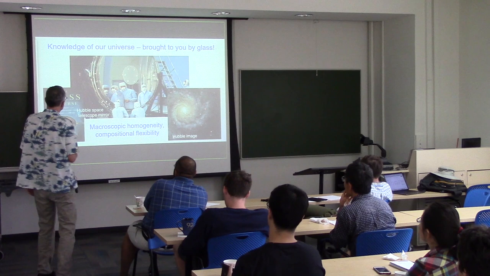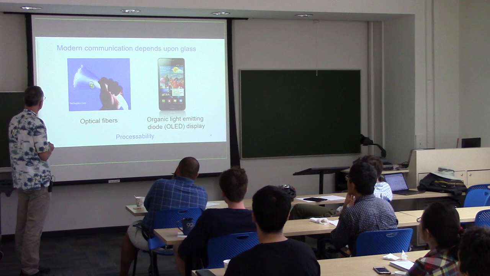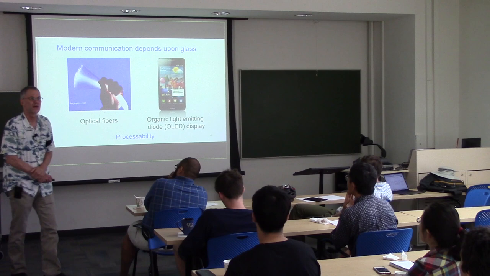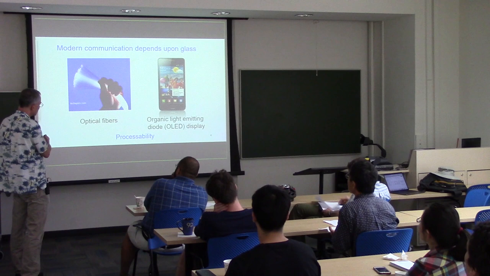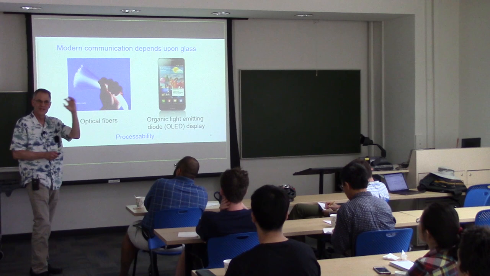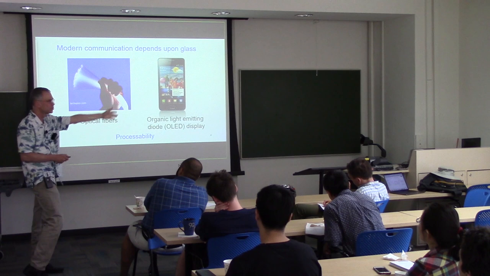And then a couple of examples from communications that illustrate some processing advantages of glasses. Optical fibers: of course, the homogeneity of fibers is hugely important. They can transmit signals 100 kilometers and the signal still gets there. You can't do that if you have crystalline grain boundaries. These fibers actually have a gradient in composition along the radial direction to get the refractive index profile just right. So again, compositional flexibility is important here. And then they can be processed into these fibers, which have great control over the thickness, over enormous dimensions. So there are a lot of processing advantages here.